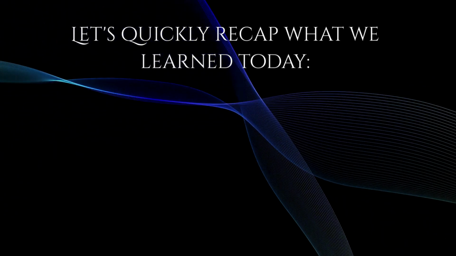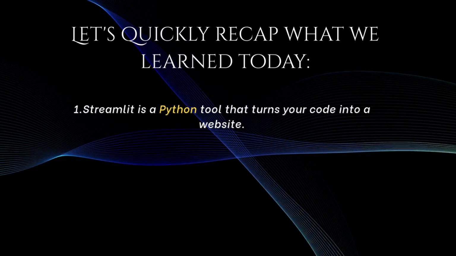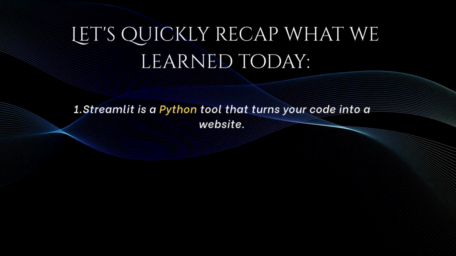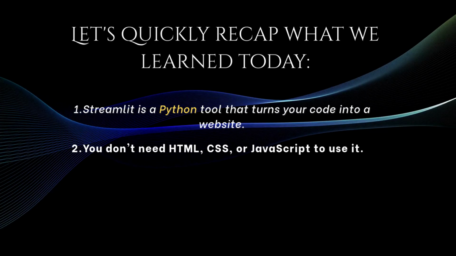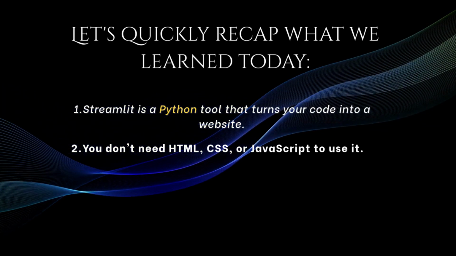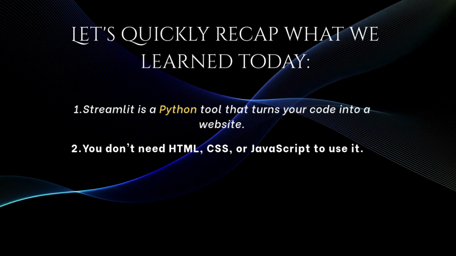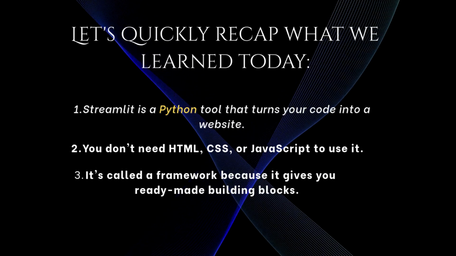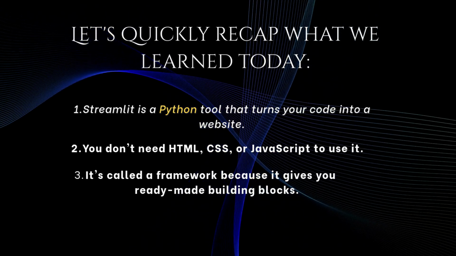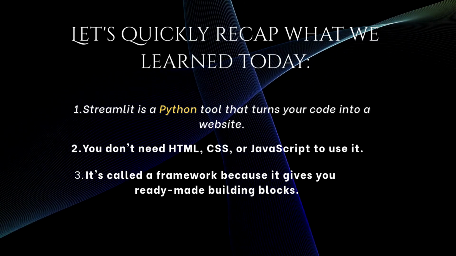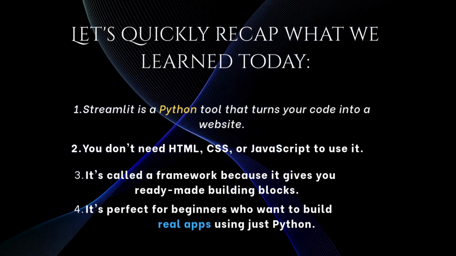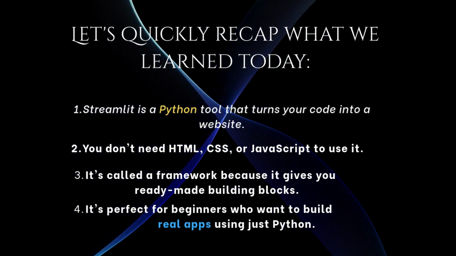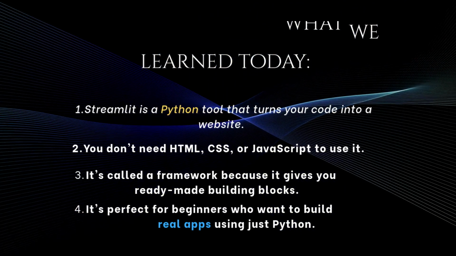Let's quickly recap what we learned today. 1. Streamlit is a Python tool that turns your code into a website. 2. You don't need HTML, CSS, or JavaScript to use it. 3. It's called a framework because it gives you ready-made building blocks. 4. It's perfect for beginners who want to build real apps using just Python.